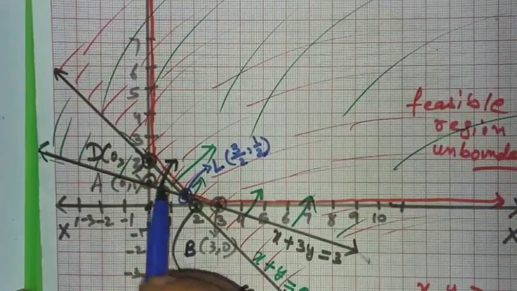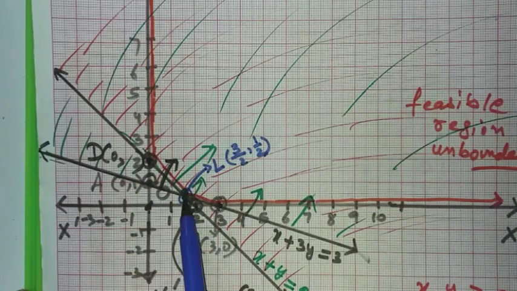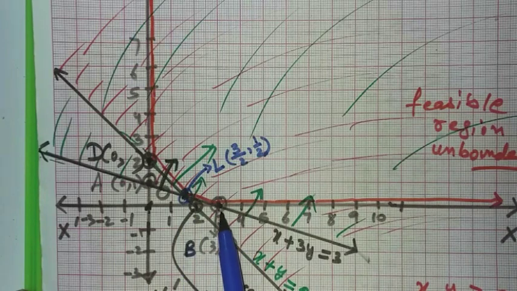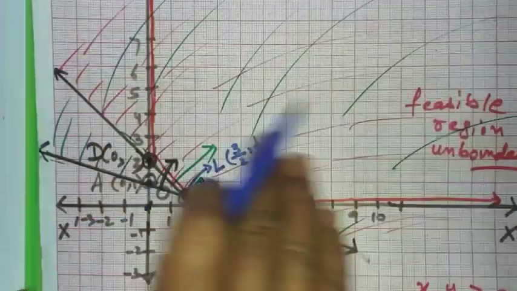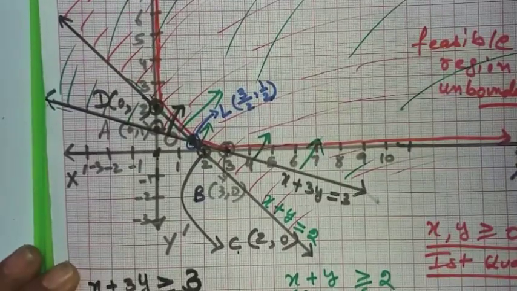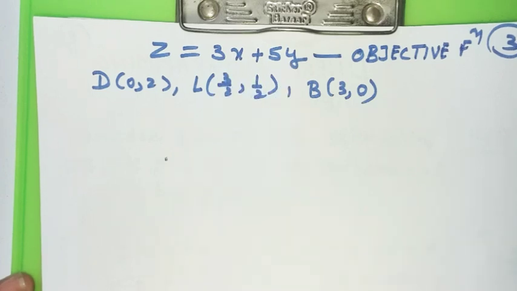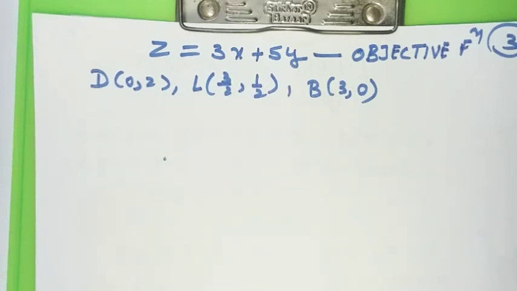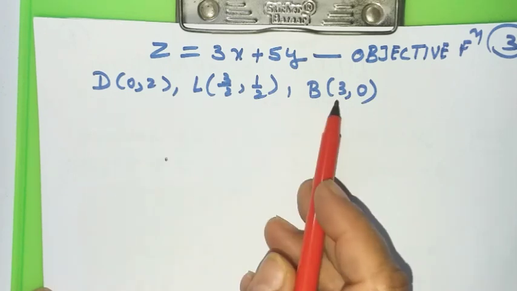And let us again see these corner points in the figure. This is the corner point of the unbounded region D 0, 2. This is the corner point L 3 by 2, 1 by 2, and this is the corner point B 3, 0. Now you can see there is no other corner. This is going infinitely, this is going infinitely, there is no other corner point. So these are the 3 corner points. Now the objective function is z equal to 3x plus 5y. The function whose value is to be maximized or minimized is called the objective function, and the corner points are D, L and B. We have already found them.